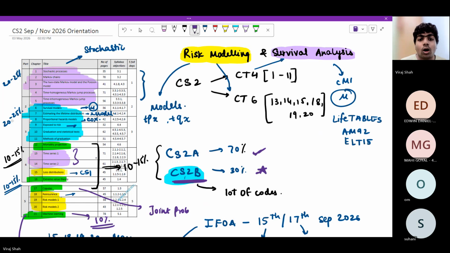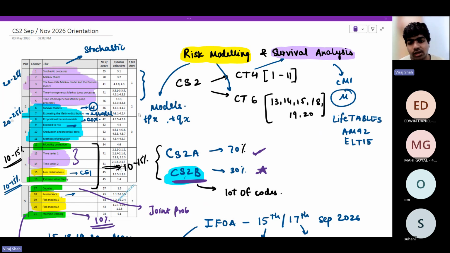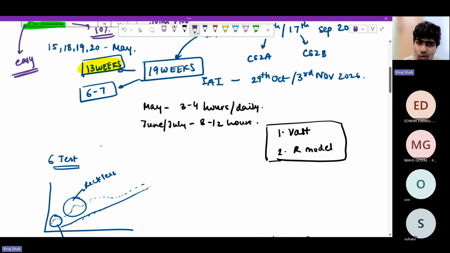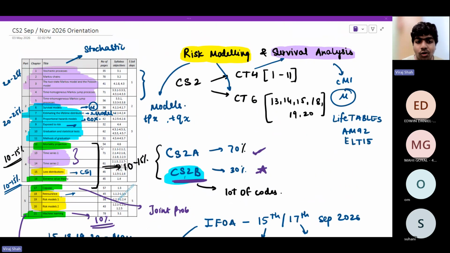All in all, I would say that this paper is vast. There are a lot of things that you need to remember, so you have to be there with me throughout. You have to focus on R model programming. Of course, I have made the R model programming lecture such that it is going to be very easy for you. It is very crisp and in depth. All my lectures for paper A and paper B are going to be very in depth and crisp, so I am not going to miss out on anything.